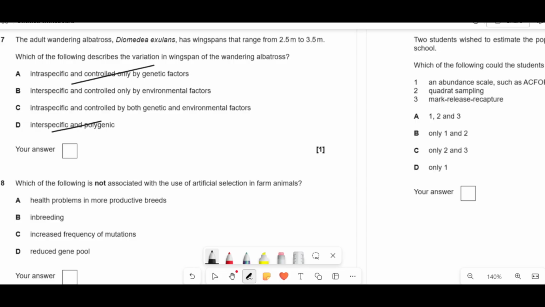And the polygenic bit as well, because there's still going to be environmental factors playing a role here, because there's quite a lot of variation there. So that leaves us with B and C. It says interspecific and controlled only by environmental factors. Well, it can't be. It's got to be both genetic and environmental, so it's C.